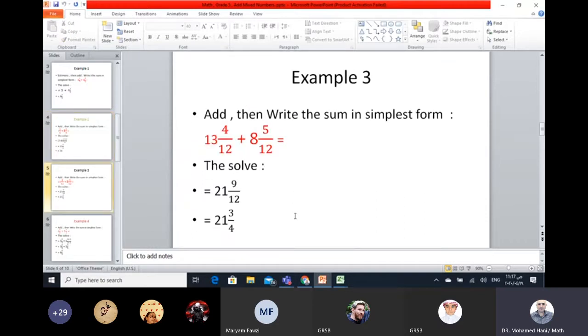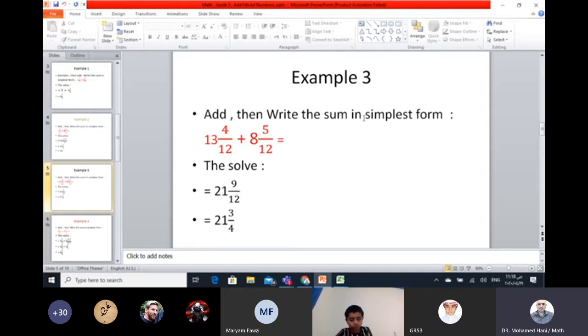Example 3: add, then write the sum in simplest form. As you see here, I also have like fractions, so I can add directly. How to add? Add the whole number to the whole number. 8 plus 13 will be 21. Then 5 plus 4 will be 9, over the same denominator, which will be 12.